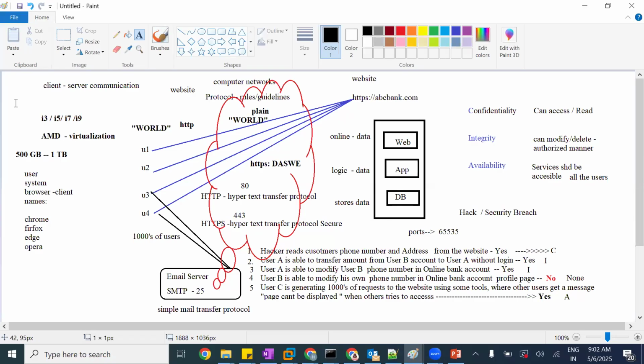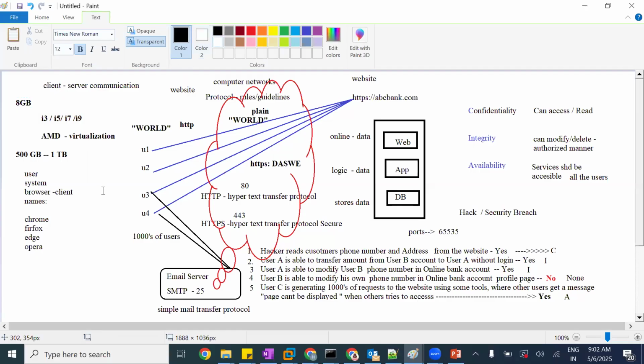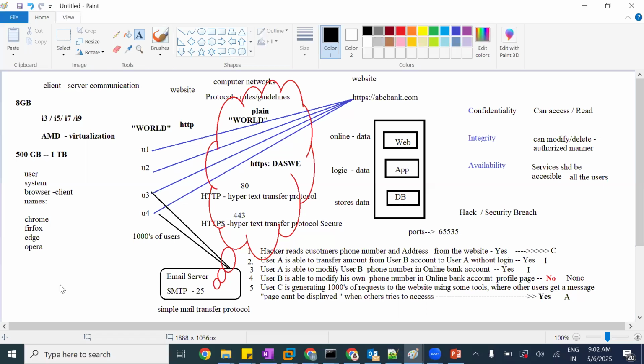RAM should be 8 GB recommended. 8 GB, 16 GB, 12 GB. If you have 4 GB, then try to upgrade it to 6 or 8. This is a recommendation for the hardware requirements. Get your laptop ready by tomorrow. I'm going to explain the lab setup in tomorrow's session.